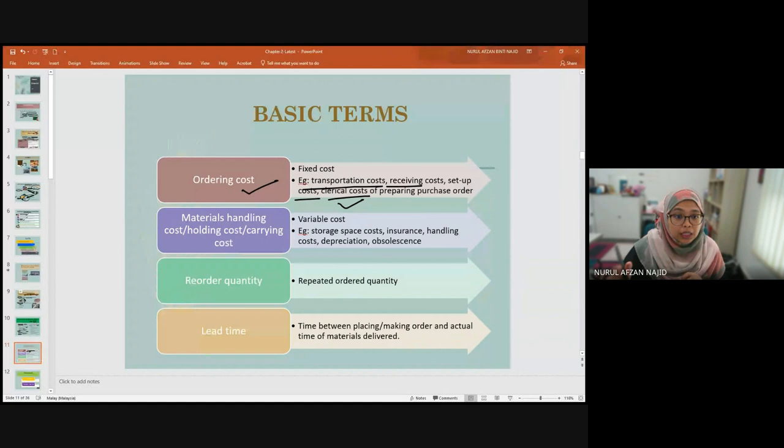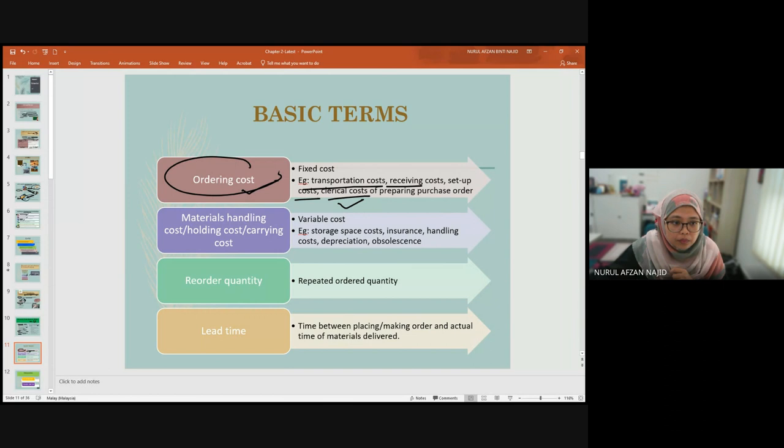So the transportation, the receiving, the setup, clerical cost, those are the ordering cost. Itu yang kita panggil sebagai ordering. You baru nak order barang tersebut, you baru nak order the material. Okay, so itu adalah ordering cost.